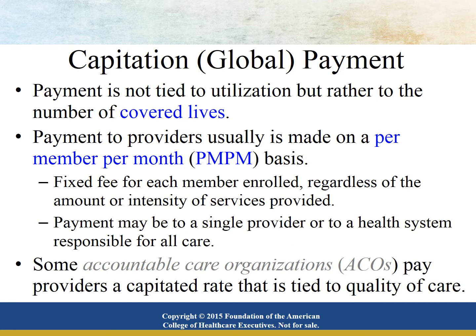Capitation is a global payment. It's not really tied to utilization, but to the number of covered lives, and you get paid on a per member per month basis. There's a fixed fee for each member enrolled, and payment may be to a single provider or to a health system that then splits it up. Some accountable care organizations are moving to this. They pay providers a capitated rate that's actually tied to quality of care. So you get $100 per member per month, but if you exhibit these following outcomes, you may get $140 per member per month.